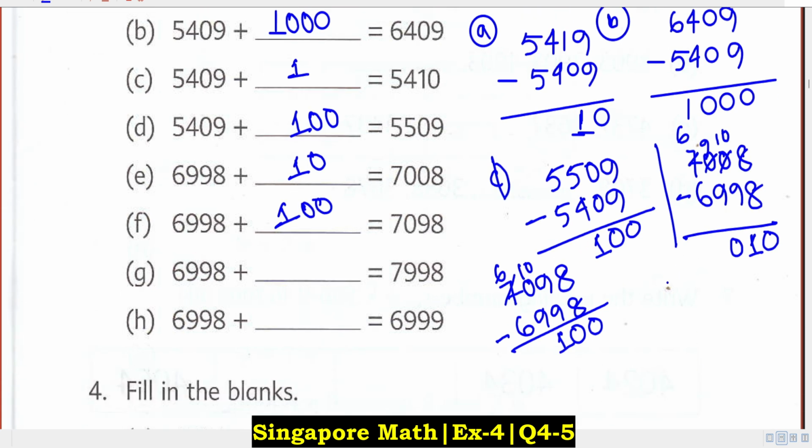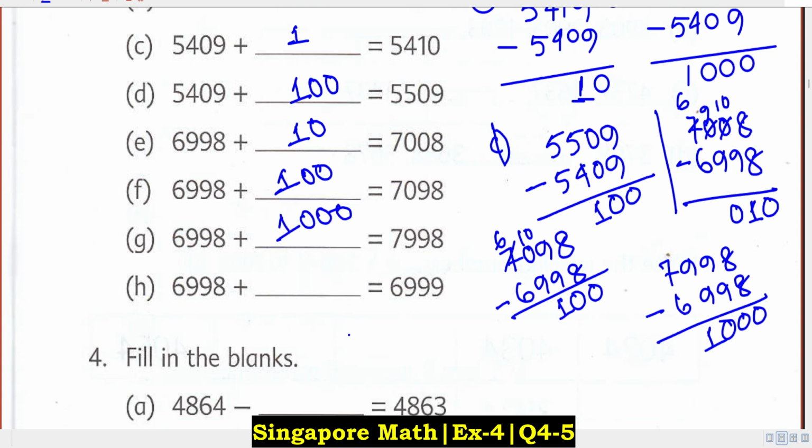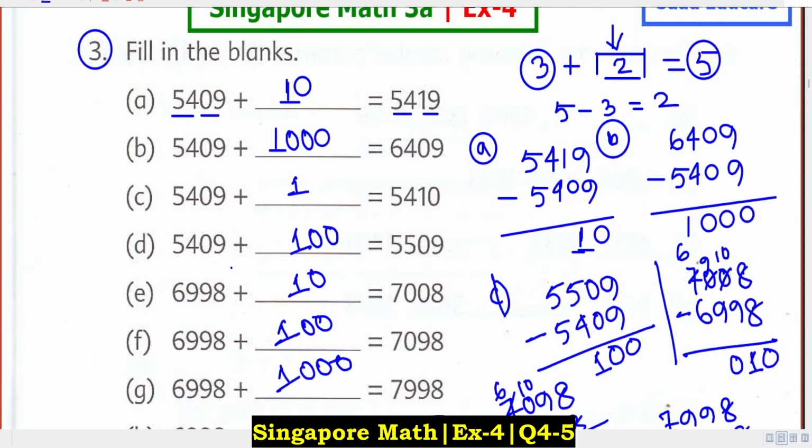So same, 7998 minus 6998. So 8 minus 8, it will be 0. 9 minus 9, it will be 0. 9 minus 9, it will be 0. And finally 7 minus 6, it will be 1. So here is 1000. And what is the final thing? Here is 6998 and here is 6991. Just 9 minus 8, it's 1. So 6998 plus 1 becomes 6999. So question 3 done.